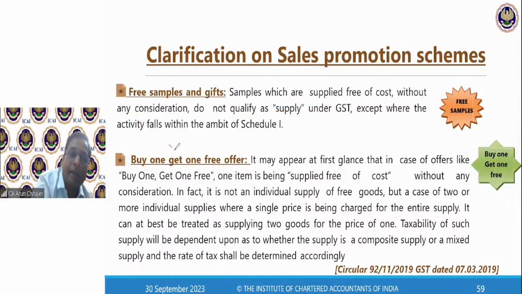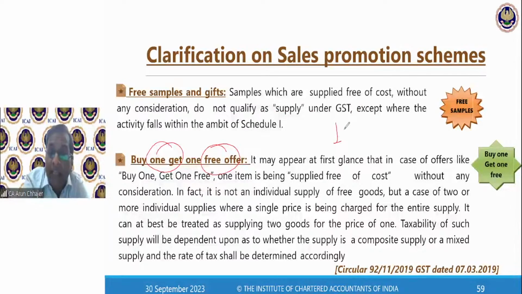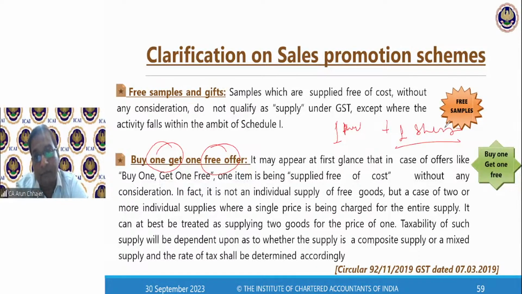Second transaction: buy one, get one offer. What is that? Buy one, you will purchase one shirt, then one additional shirt will be given free of cost. That was the concept.